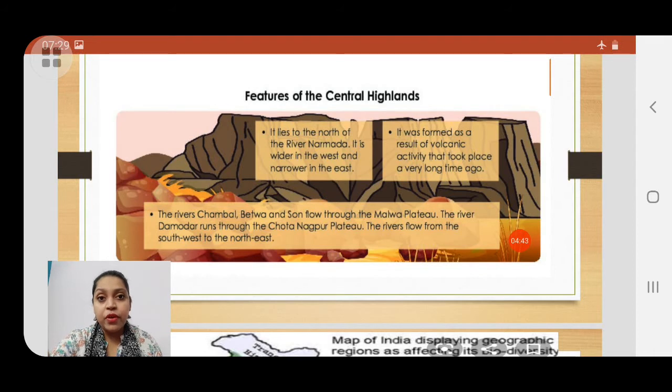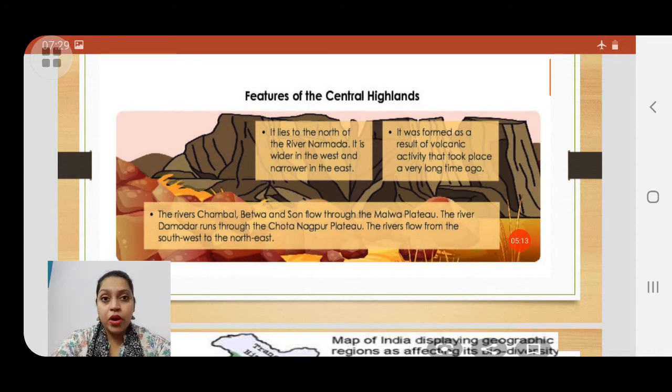Millions and millions of years ago, towards the southern part of India, there were many volcanoes, and lava used to come out. Due to various earthquakes and the pressure from inside the earth, the southern part of India became a bit higher and transformed itself into a plateau.